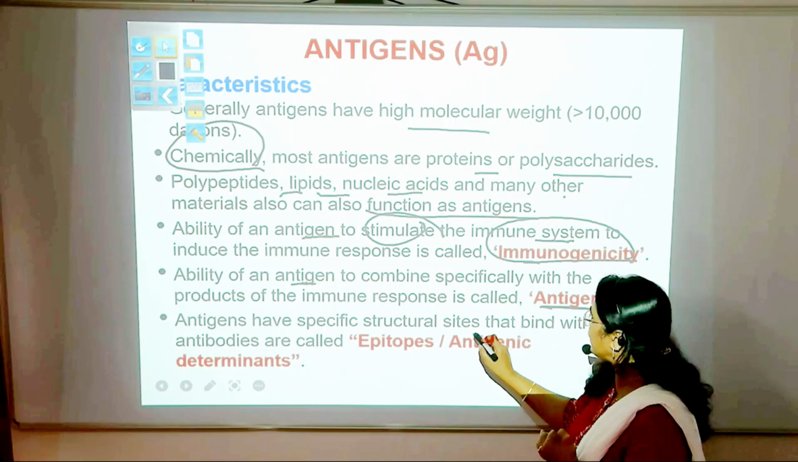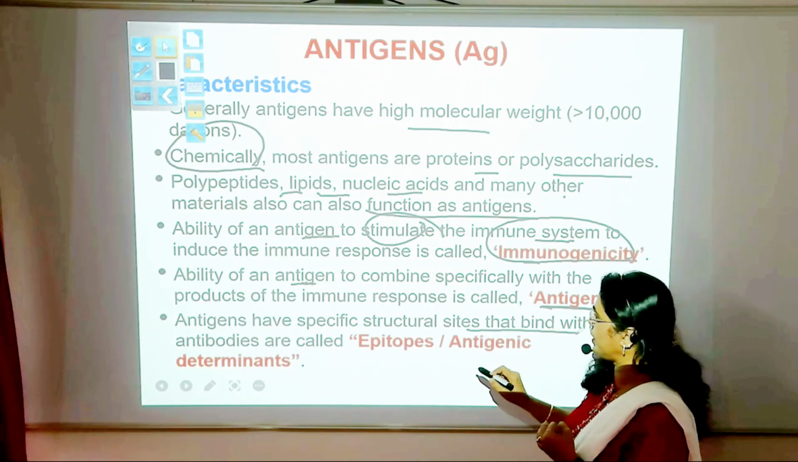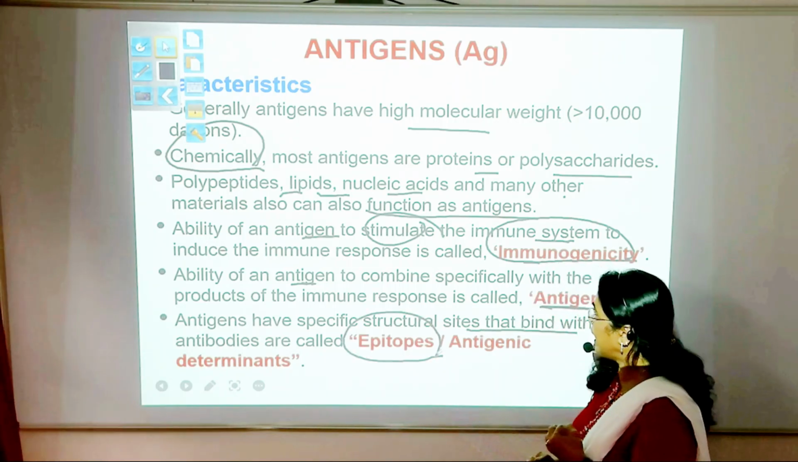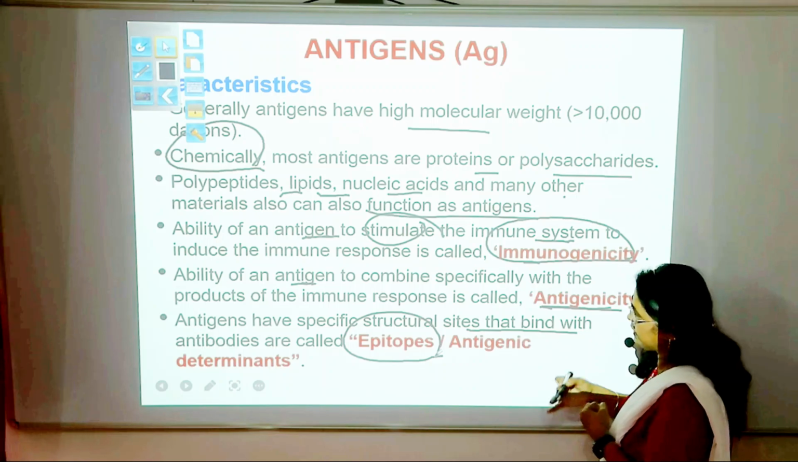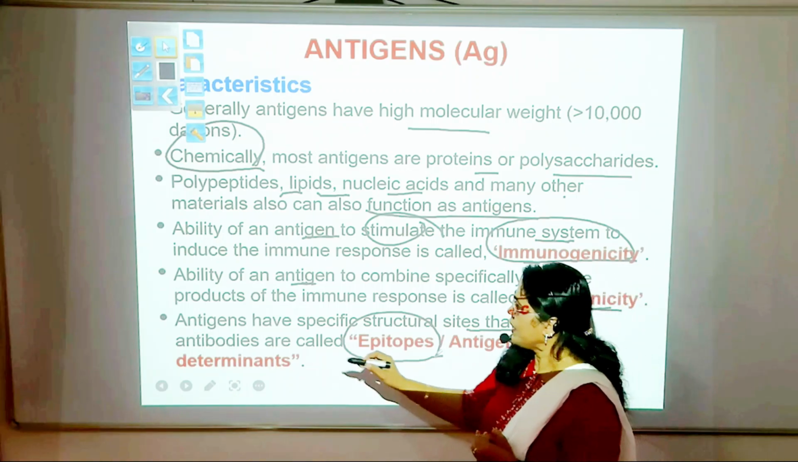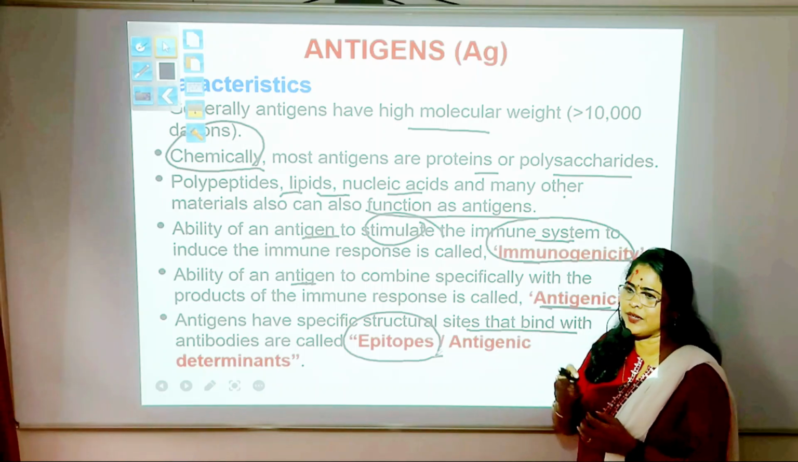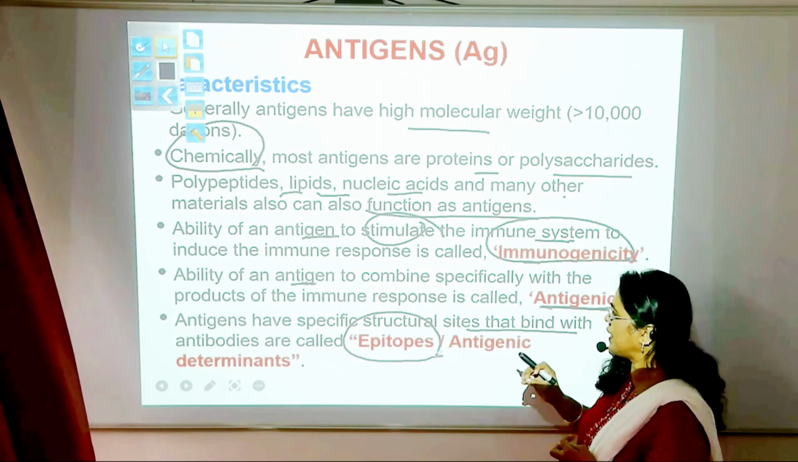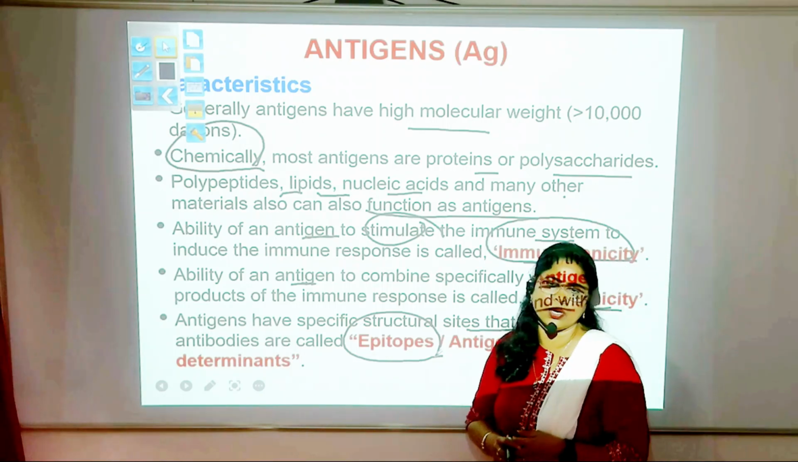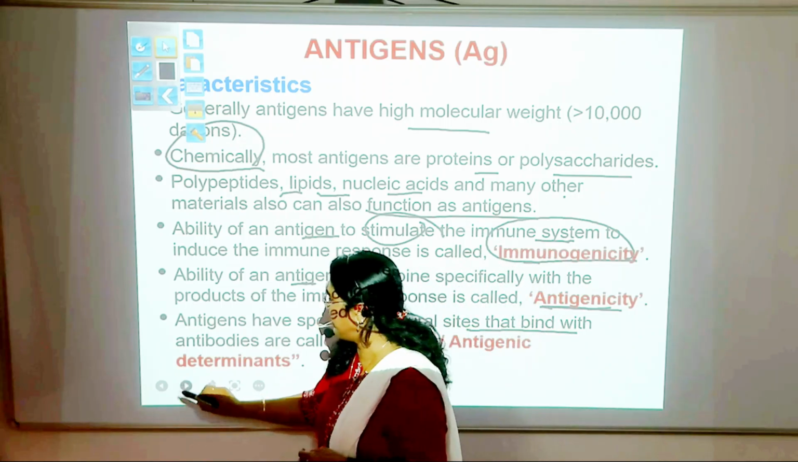Antigens have specific structures that bind with the antibody, and those structures are called epitopes. We will see it in the next slide. Antigens will bind to the antibody at a specific site, and those sites are called epitopes, or also called antigenic determinants.